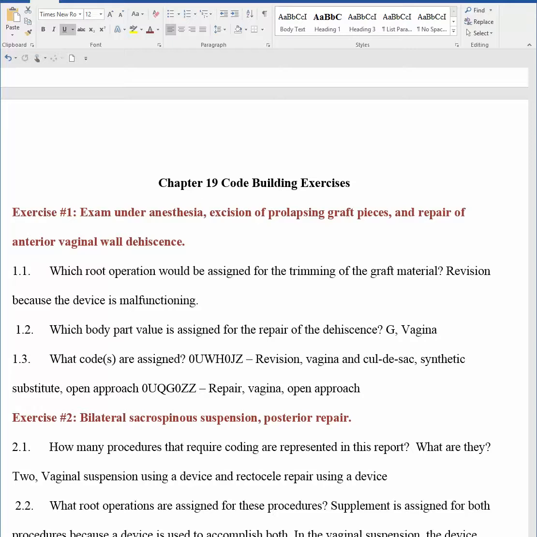1.2 question, which body part value is assigned for the repair of the dehiscence? G is the body part value, and that relates to the vagina. Dehiscence is a wound infection. So this woman had surgery 2 weeks prior to this event that we're coding. And in addition to what they did in that previous surgery, she now has a prolapsed graft. She also has a wound infection.